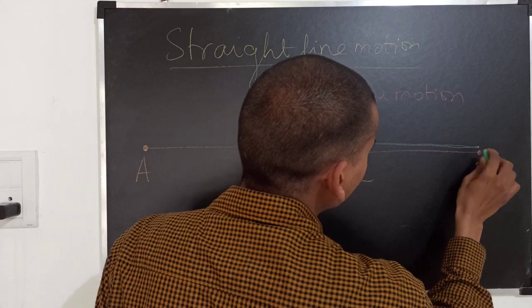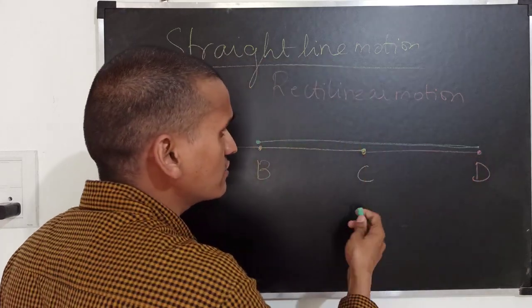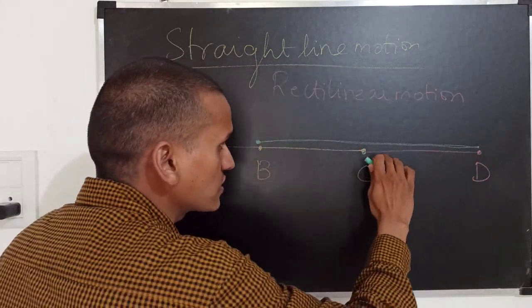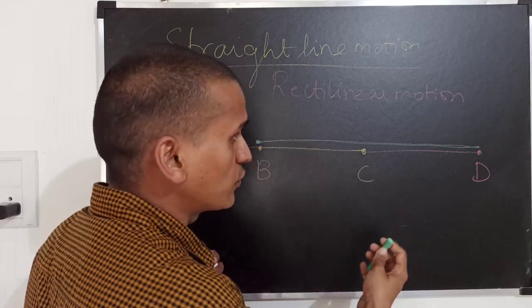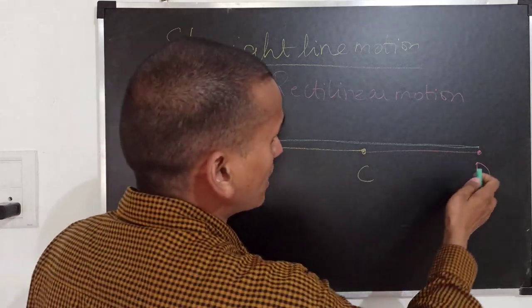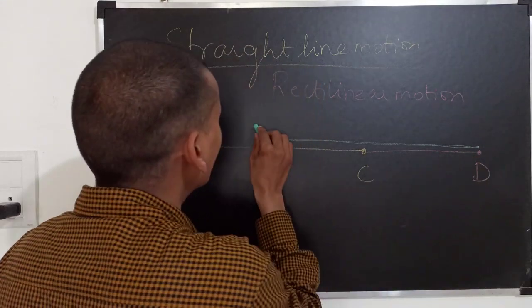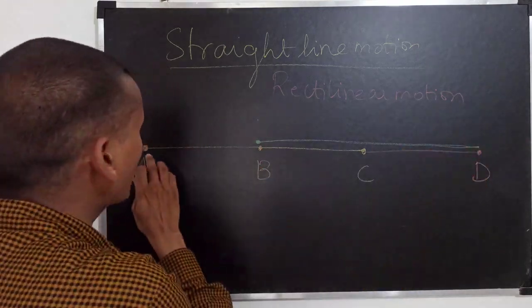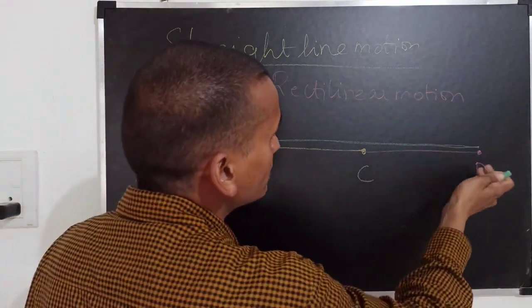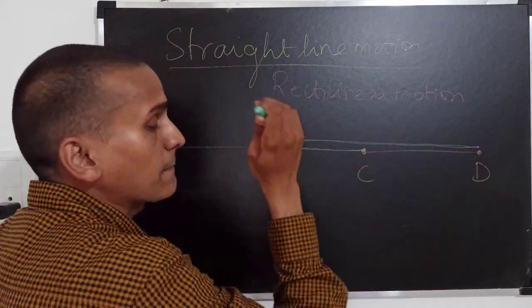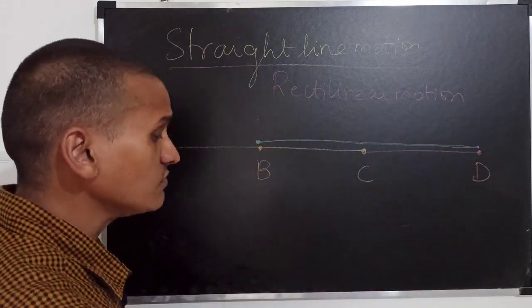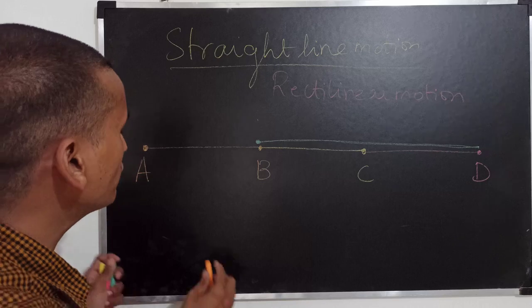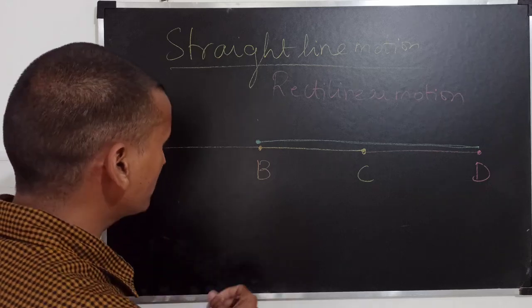Now this green color line is exactly on this line, but if I draw it here it will be very confusing, so I've just drawn it a bit upward. So remember that it is starting from D and it is coming again to the B position. It is going from A to B, B to C, C to D, and coming from D to B. Now here we are going to find the distance traveled and the displacement.